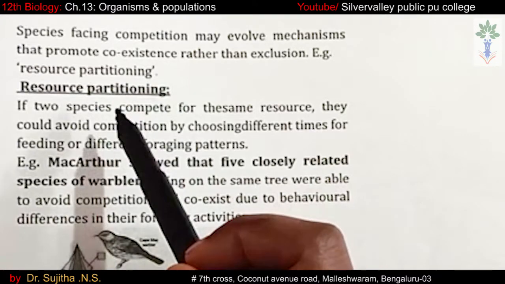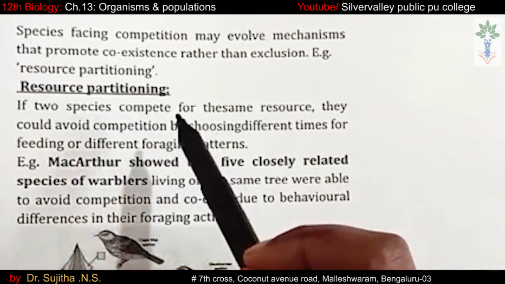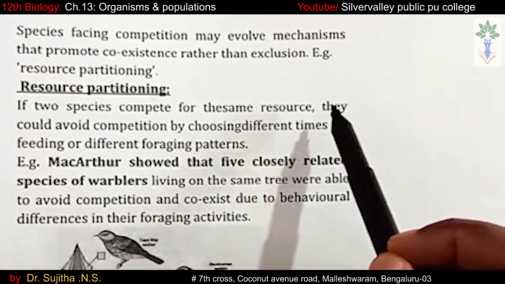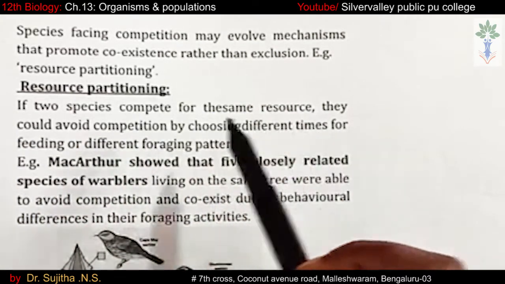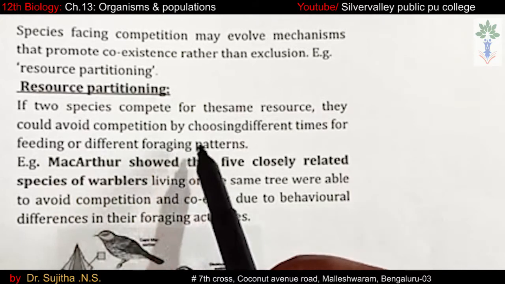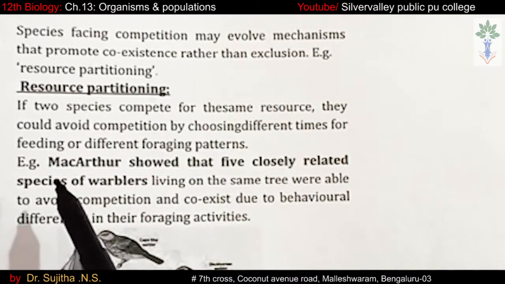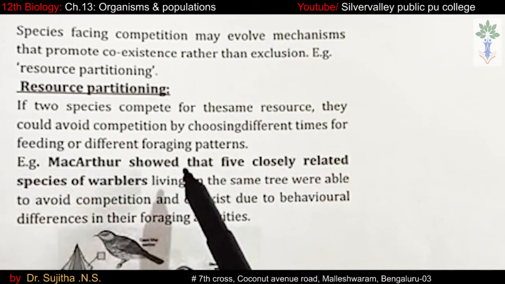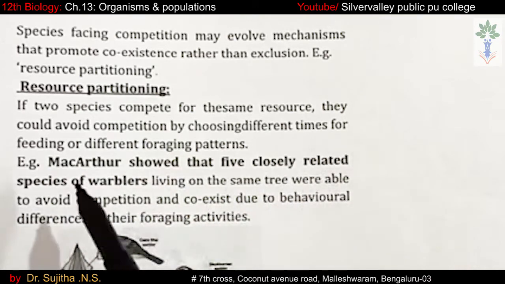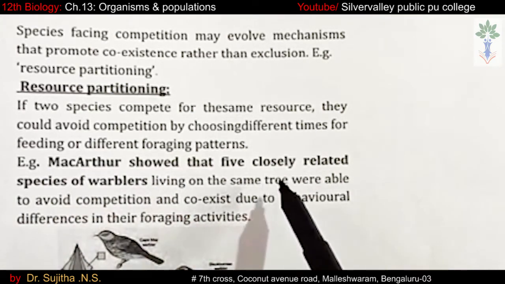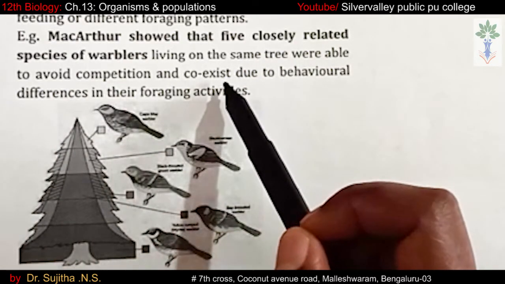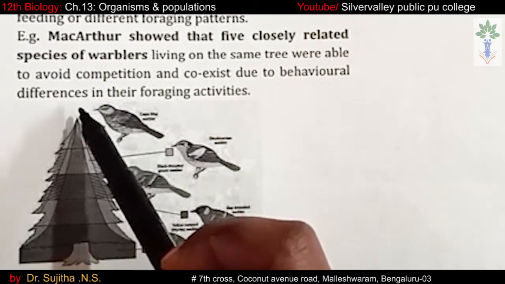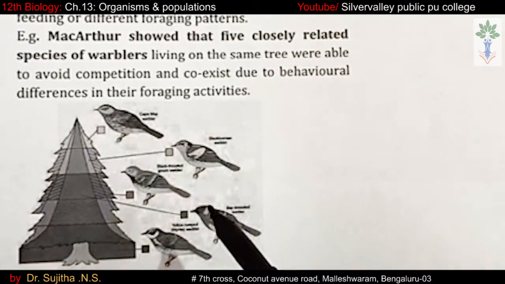Resource partitioning is when two species compete for the same resources, they avoid the competition by choosing different times for feeding or different foraging patterns. For example, MacArthur showed that five closely related species of warblers living on the same tree were able to avoid the competition and coexist due to behavioral differences in their foraging activity.